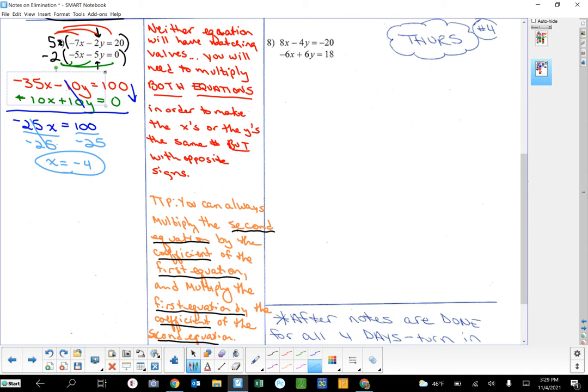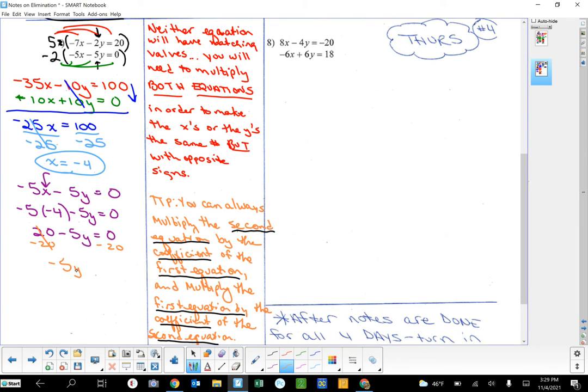And now I can plug back into either equation. So I like the bottom one. Negative 5x minus 5y equals 0. X is going to equal negative 4. So 20. Then I'm going to subtract off 20. Divide by negative 5. Divide by negative 5. And so my ordered pair here is negative 4, positive 4.